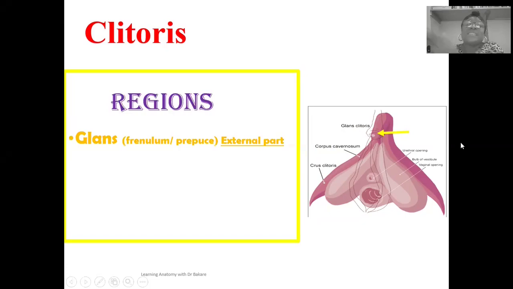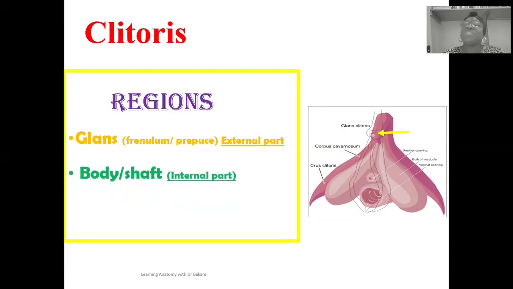We also say that it is a small chunk of the entire mass of the clitoris that is seen on the outside. The glans of the clitoris is associated with two other structures, and this includes the frenulum and the prepuce. We will be highlighting more on this as we go through this lecture.